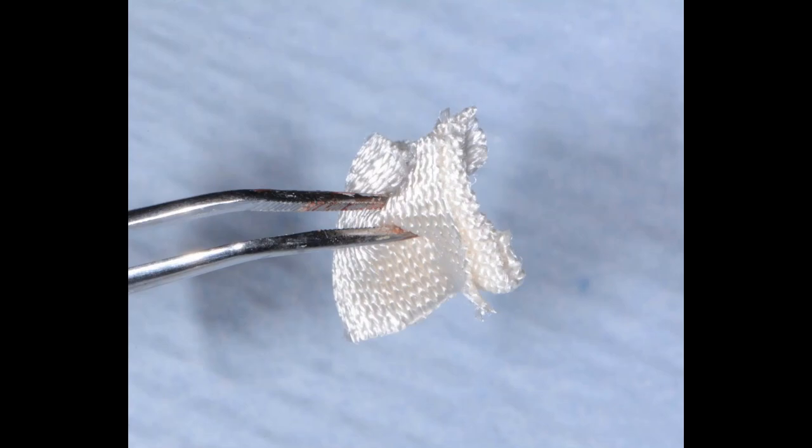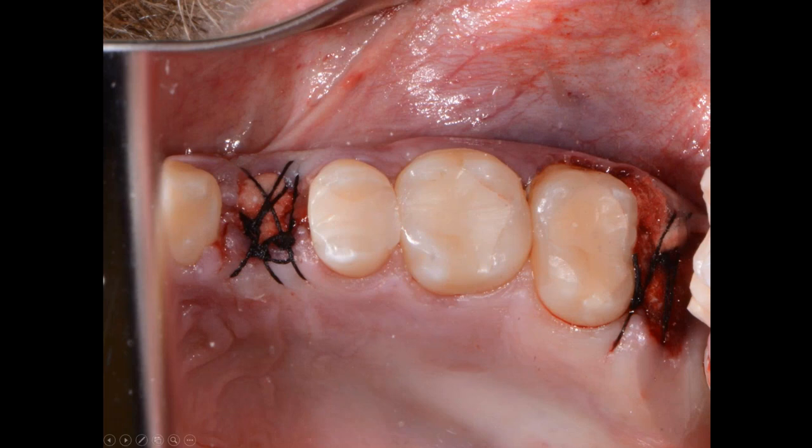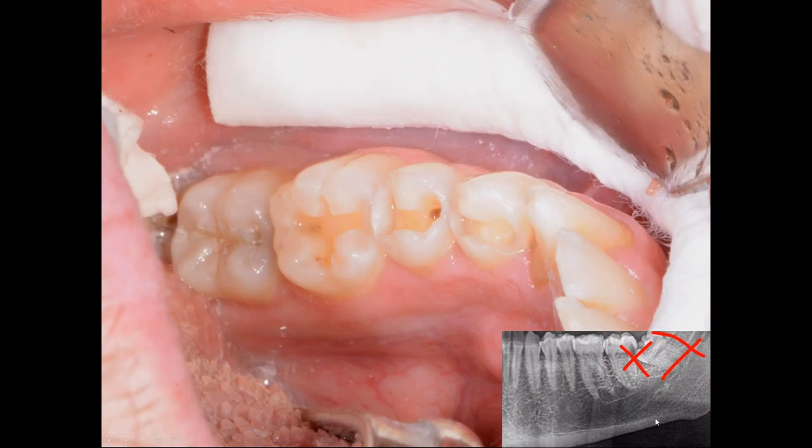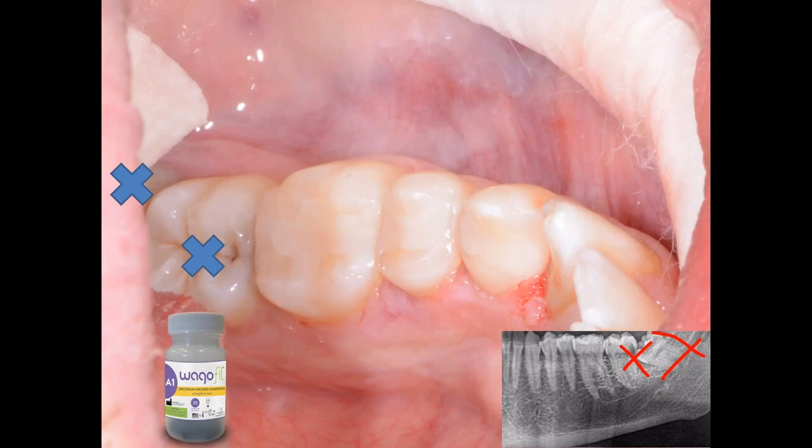So very rarely are you getting dry sockets. For all the wisdom teeth that I remove, I always like to place this. It controls the bleeding, most importantly, and it prevents dry socket. So we're going to move down to the lower left quadrant where we're going to remove 17 and 18 once we've accomplished the composite restorations using the Wago fill.